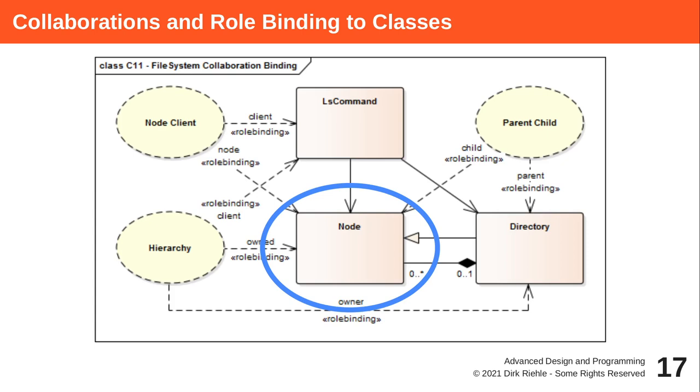So here we can see that. This is the file system example again. The focus is on the node class. The node class is involved in, at least in this diagram, there's more of course, but here it's only three collaboration specifications, the three I introduced. The primary service collaboration called node client, the hierarchy collaboration for the owner and owned relationship, and the parent-child collaboration for the parent-child maintenance relationship. So using UML, the dashed ellipses are the collaborations, the rectangular objects are the classes, and you can see the notation of role binding, where the roles defined in a particular collaboration specification are bound to the particular class, which means the class has to implement that role type.